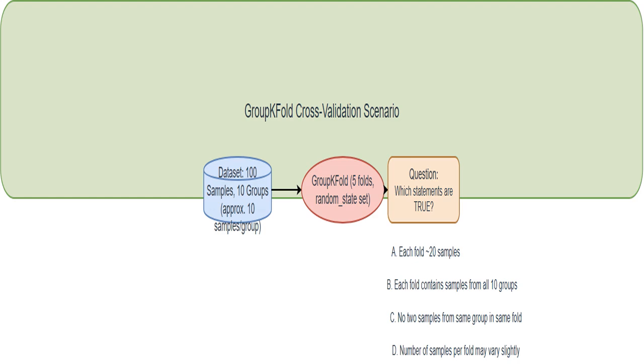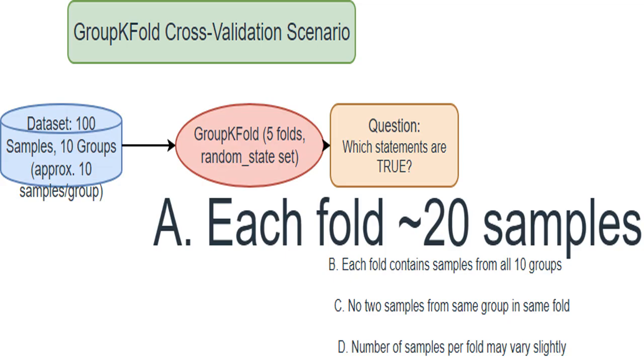for reproducibility. This statement says that GroupKFold ensures no 2 samples from the same group will end up in the same fold. This is a key feature of GroupKFold. It's designed to prevent data leakage.